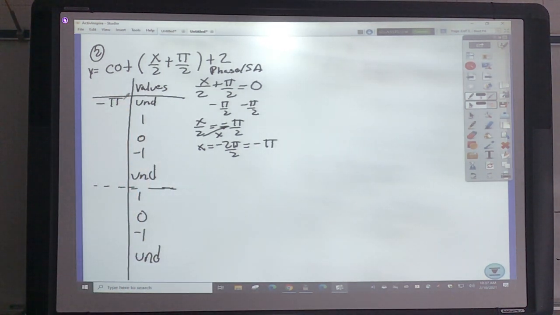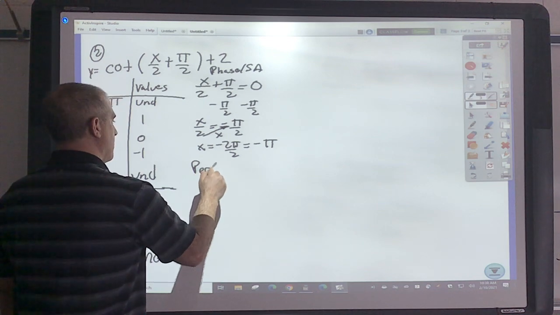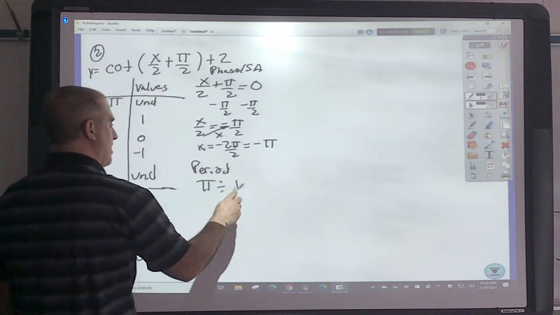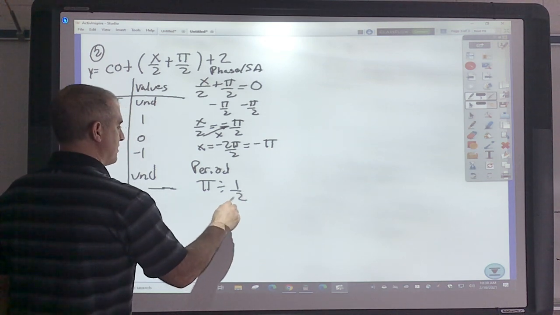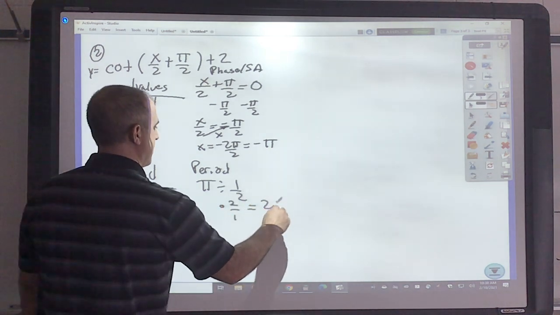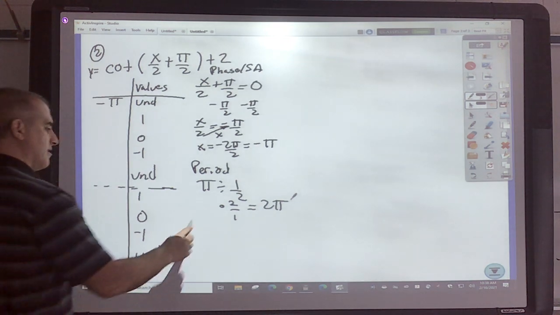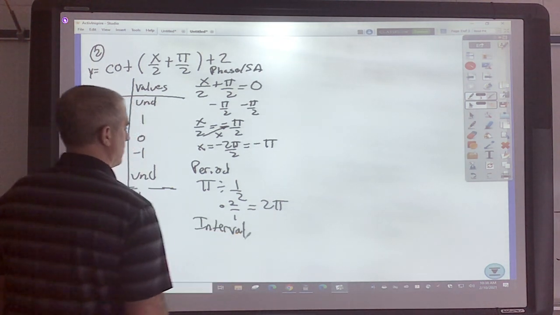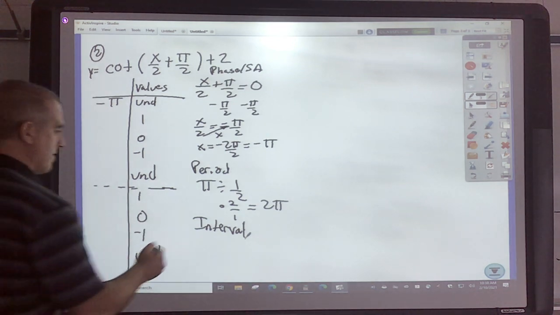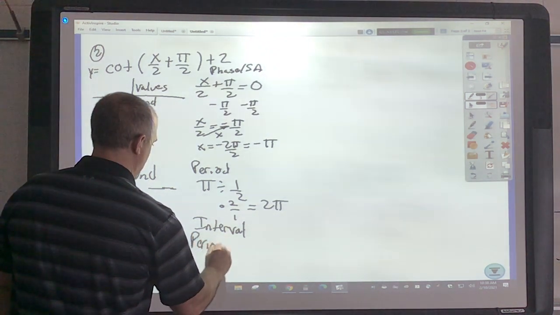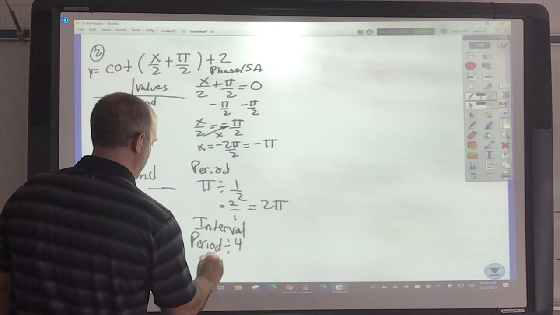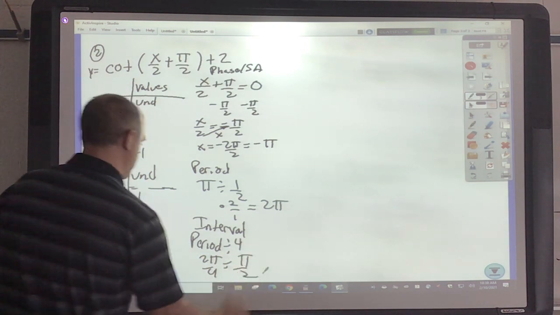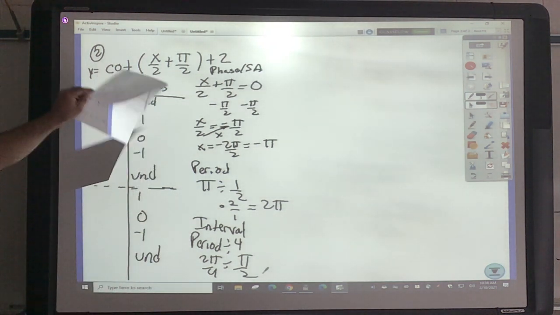Now I got to find the period, which is pi divided by the number that's in front of x, which would be 1/2. Remember, with fractions, that flips over. So the period's going to end up being 2 pi. My interval, I take my period and divide by 4. So 2 pi divided by 4 would be pi over 2. Okay, so that's that stuff there.